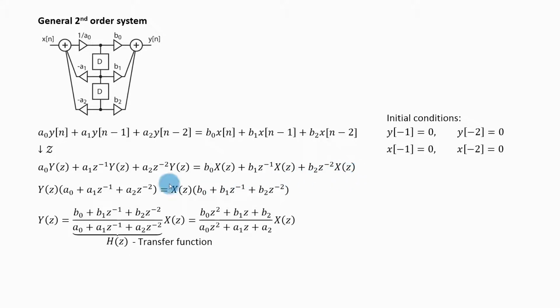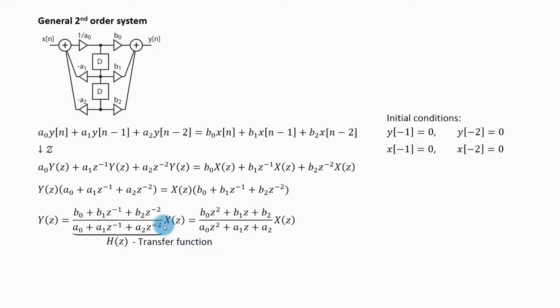Now on the left hand side I can extract Y of z, and on the right hand side I can extract X of z, which will give me this. Here I can divide by this polynomial, which will give me this expression. And here you can see that for a general second order system, the z image of the output is given as the z image of the input multiplied by this function of z, which we call the transfer function.